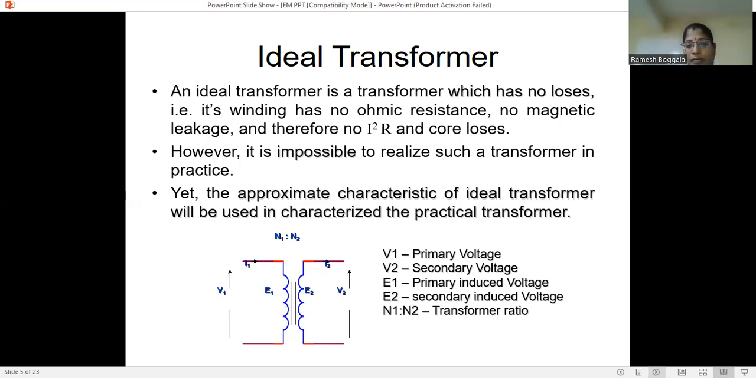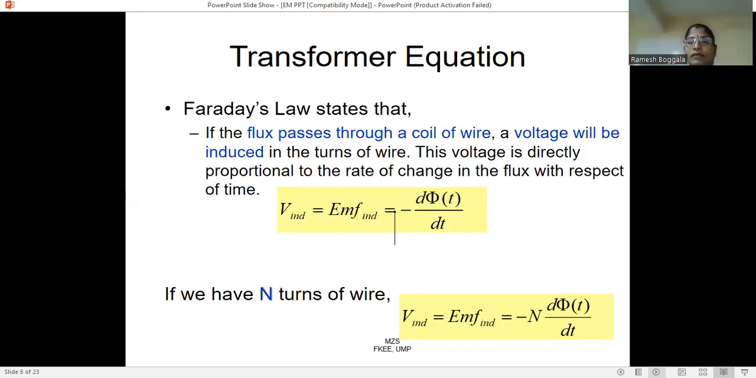Here V1 is the primary voltage, V2 is the secondary voltage, E1 is the primary induced voltage, E2 is the secondary induced voltage, and N1, N2 give the transformer ratio. The first one is the transformer equation. What is the transformer equation? How a transformer works is explained by Faraday's law.